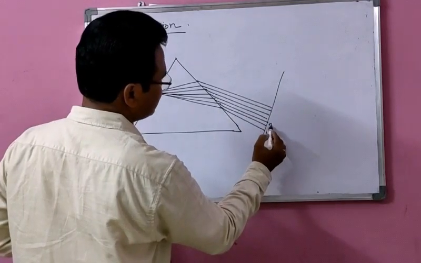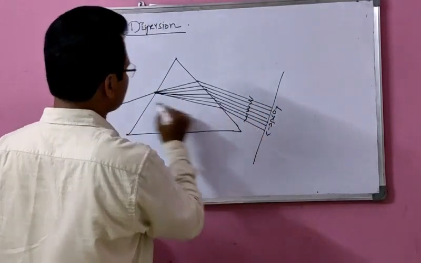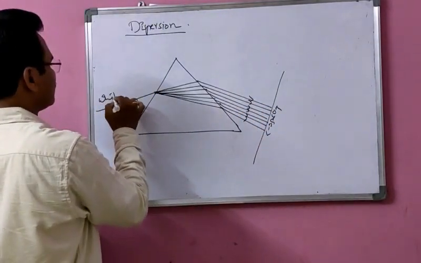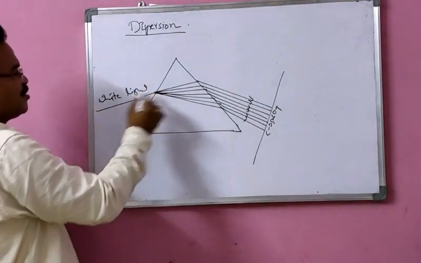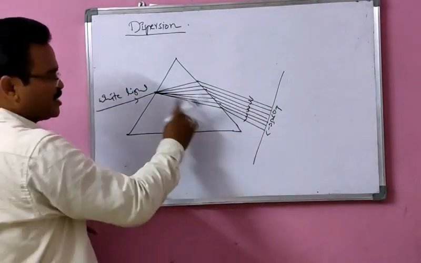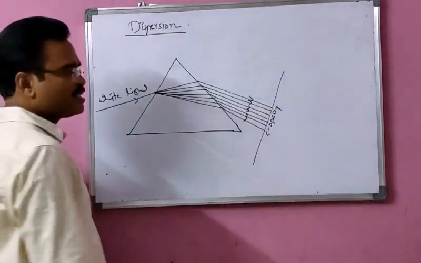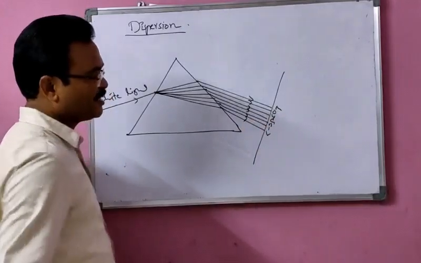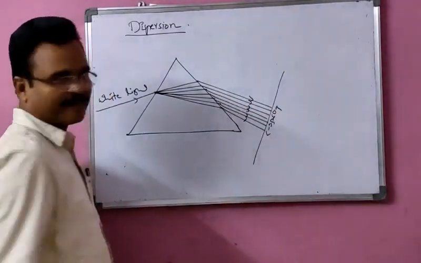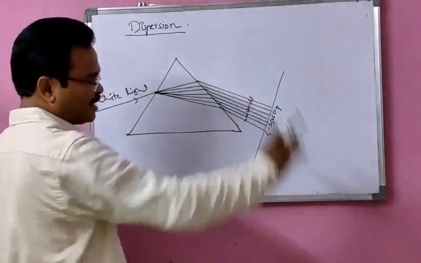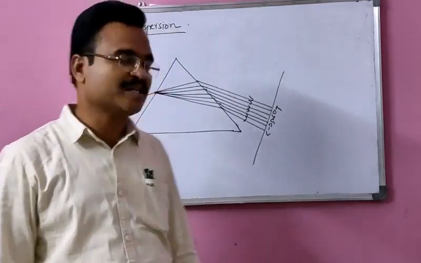They are named as, you can see here, a white light is allowed to pass through a prism. Inside the prism, it splits up into 7 colors. If you keep a screen here, you can see the 7 color pattern on the screen: violet, indigo, blue, green, yellow, orange, and red. This colored pattern obtained on the screen is normally termed a spectrum.